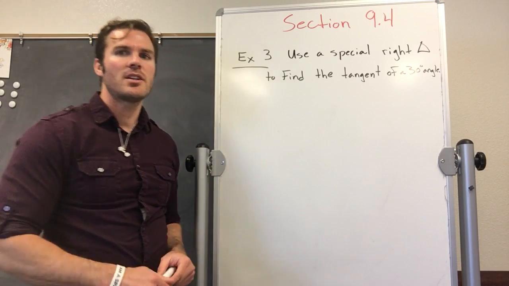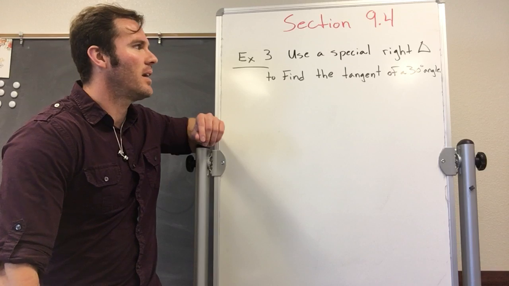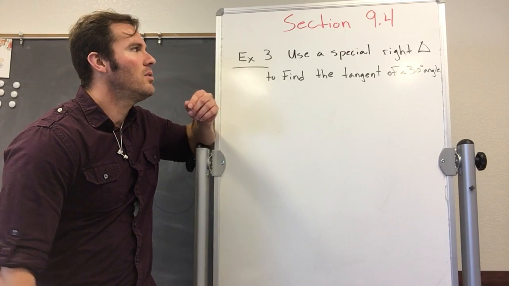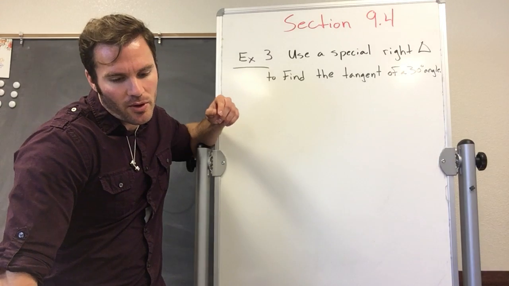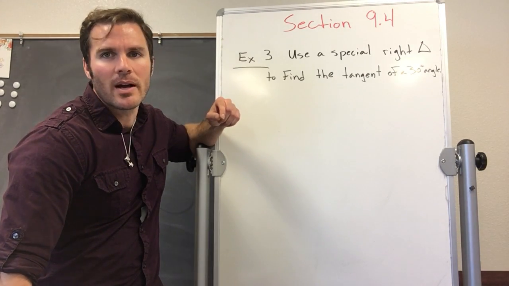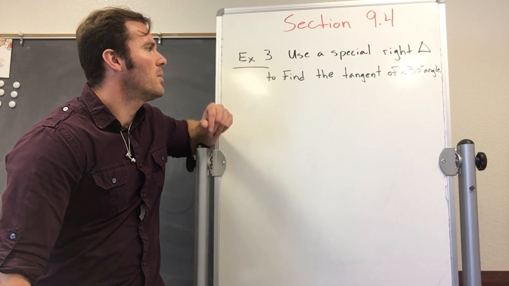Example 3 from section 9.4 says use a special right triangle to find the tangent of a 30-degree angle. Okay, we are using those special right triangles that we learned in 9.2. And if you don't have them memorized, this is where it's good to use your notes. And be familiar with these ones.